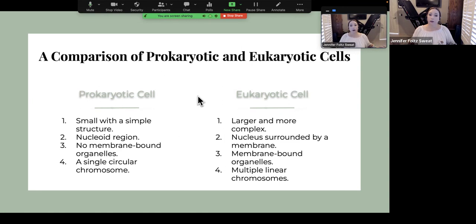Prokaryotic cells are small with a very simple structure. Eukaryotic cells are usually larger and they have a complex structure. So that means that there are more items inside of a eukaryotic cell. Number 2, a prokaryotic cell has what we call a nucleoid region, whereas a eukaryotic cell has a nucleus.